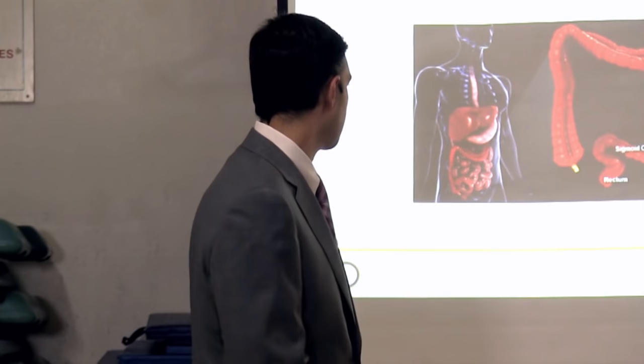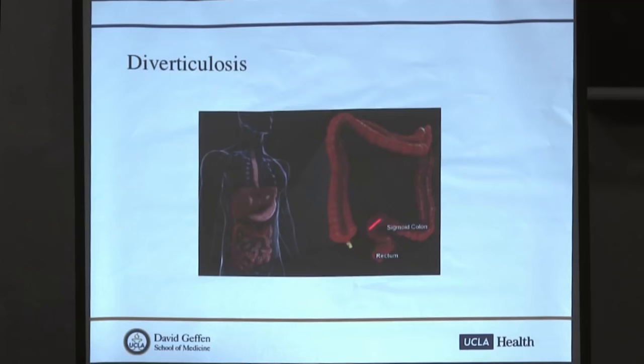So this is just a picture of your colon. This is a picture of the colon, and so this is the beginning of the colon. Curves around, this is the ascending colon, this is a transverse colon, descending colon, sigmoid colon, and then the rectum. Diverticulosis is most common in the sigmoid colon itself, but can occur anywhere throughout the colon.